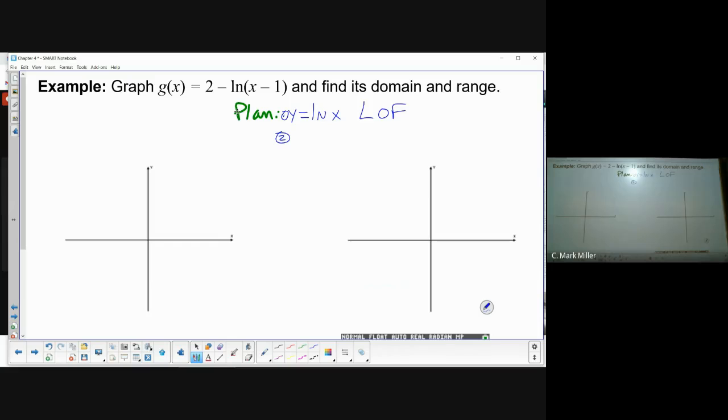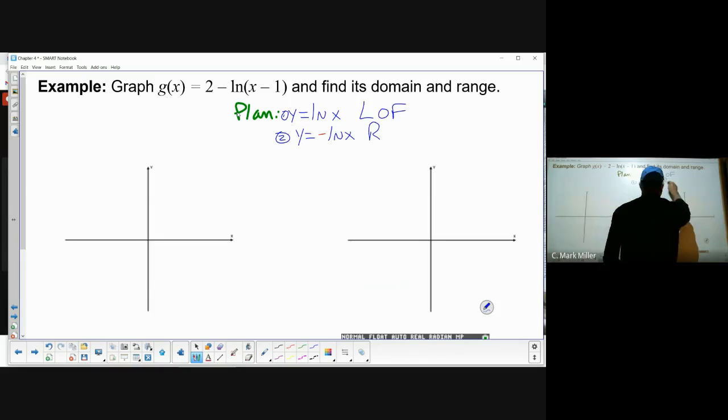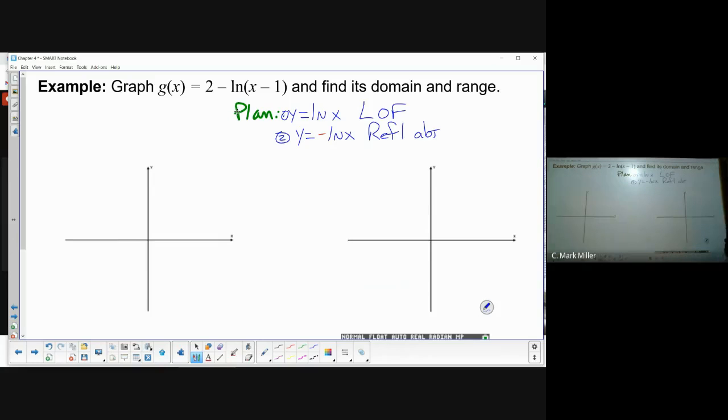So let's see here. That 2 is a shift. X minus 1 is a shift. That negative sign, though, is a reflection. So my next step, y equals minus natural log of x. And that is a reflection about x-axis or y-axis? X.